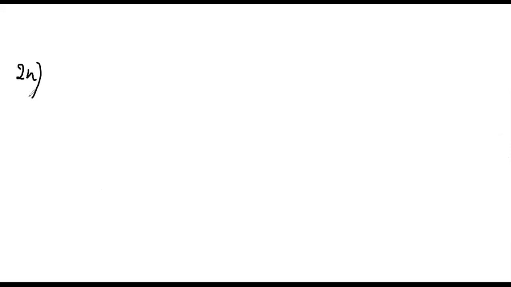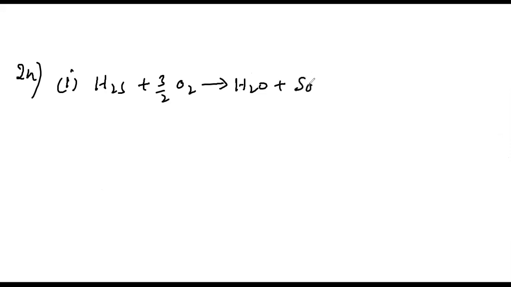What is question number 24? They have given 3 equations and you have to find the heat of formation of H2S. First equation is H2S plus 3 by 2 O2 gives rise to H2O plus SO2. Delta H for this one is minus 136.7 kilocalories.